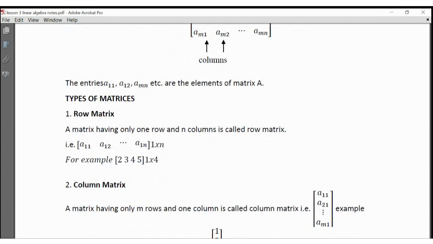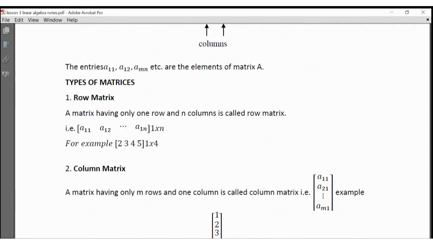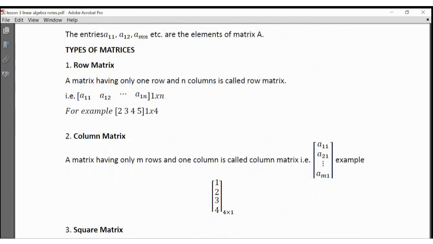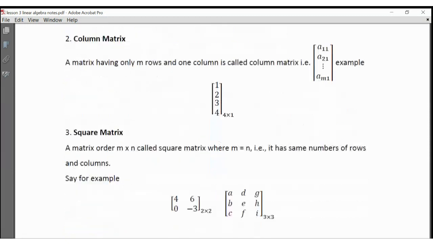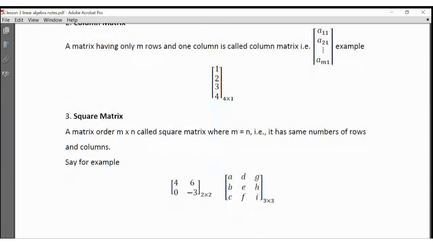So we say the rows go horizontally, and then a column matrix is vertical, having just m rows and one column. So you can see that. We have a square matrix. A square matrix is whereby the number of rows and the number of columns are the same. That is a square matrix.